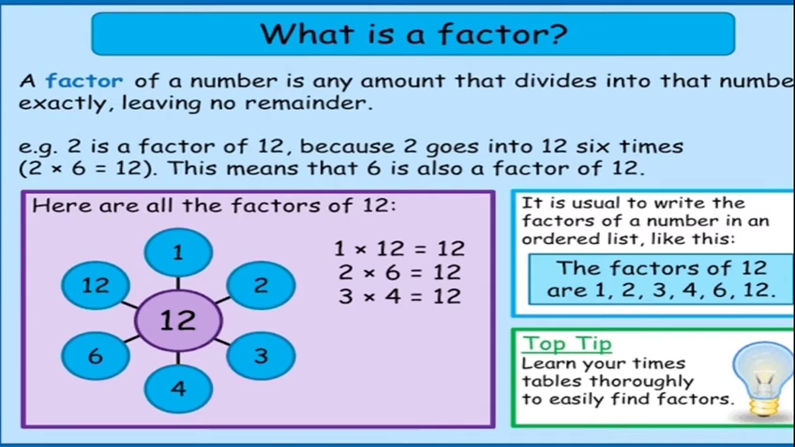For example, 2 is a factor of 12 because 2 goes into 12 6 times, which means 2 into 6 is equal to 12. This means 6 is also a factor of 12. So, the factors of 12 are 1, 2, 3, 4, 6, 12 and so on. So, a number always has at least 2 factors.